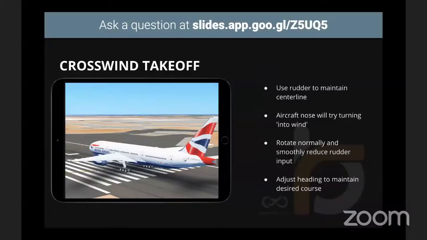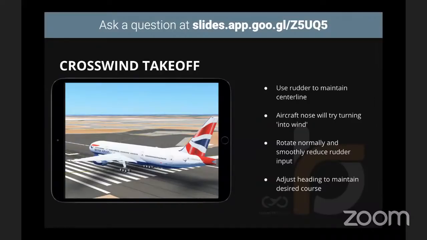As you begin to accelerate down the runway for takeoff, you'll need to use your rudder to help maintain the runway centerline. The aircraft will try to turn into wind as the aircraft speed increases, known as weathercocking. So if the wind is coming from the right, the aircraft nose will try to turn to the right. In this case, applying left rudder will keep the nose straight. At your rotation speed, you can rotate as normal and gradually reduce any remaining inputs in your rudder. The aircraft will naturally turn slightly into wind, and you can adjust this heading to maintain the extended centerline of the runway or to follow your desired flight path.